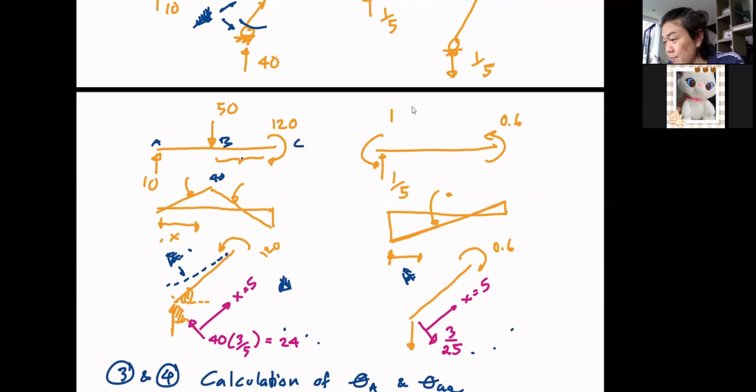But if you don't like that, you can place yourself here. And, you know, this will be a positive moment, but then you must place yourself there as well. And so this will be your negative moment. So you see where I'm getting at? It doesn't really matter what you choose to do, but you must do it consistently. The point is, be consistent with your sign convention.